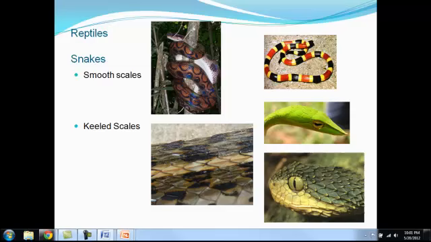Then we have keeled scales. Keeled scales scatter light differently when compared to smooth, flat scales. As a result, most reptiles with keeled scales are not shiny. They have a dull, non-reflective appearance. It is therefore possible that keeled scales further improve the camouflage effect already provided by the skin coloration, shading, and disruptive patterns.